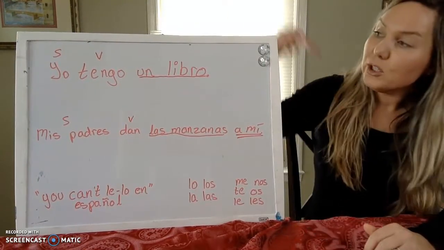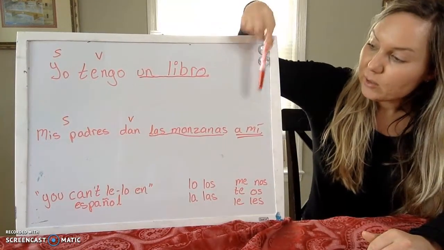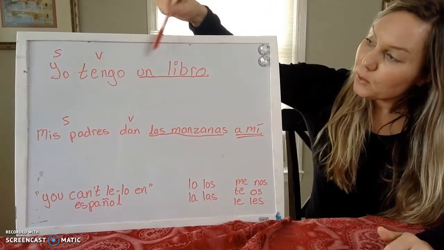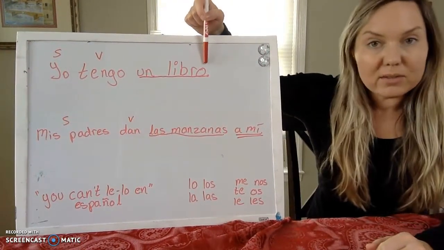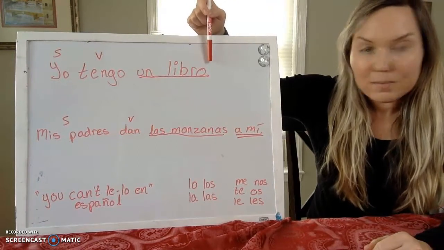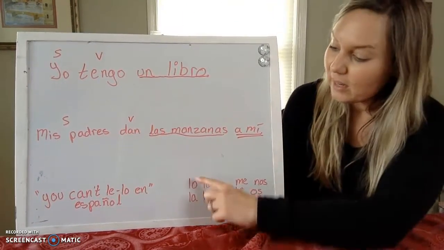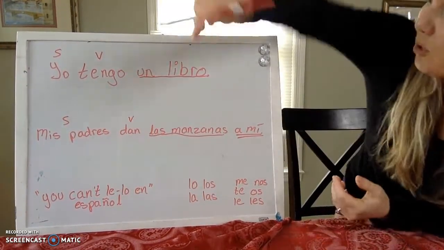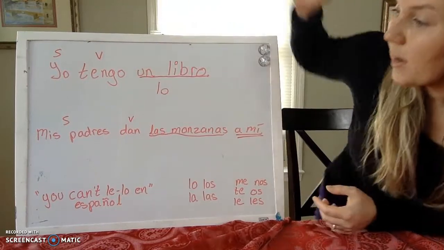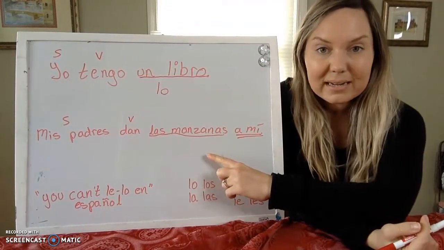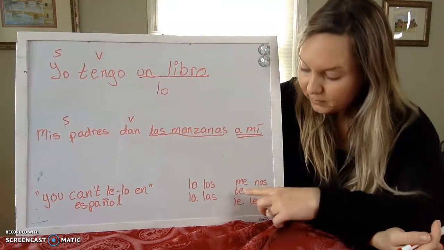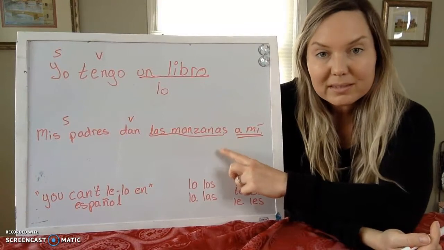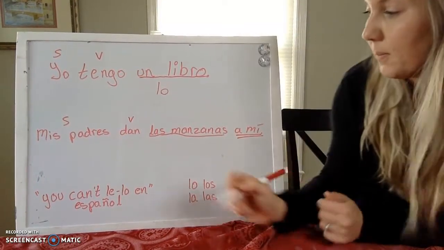So, once you have identified your direct object and your indirect object, you are going to replace it with one of your pronouns. Now, un libro, we know it is singular because there's no S, and it is masculine because it ends in an O. So our singular masculine pronoun is lo. So when you're breaking apart your sentences, I would just write it right underneath it. All right? What about las manzanas? We know it's plural because it ends in an S, and it's feminine because of that A. So we're going to replace las manzanas with las.